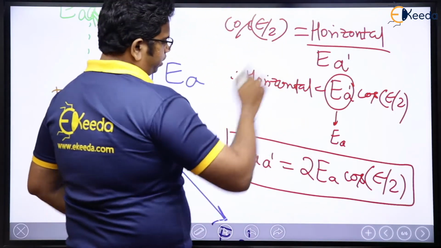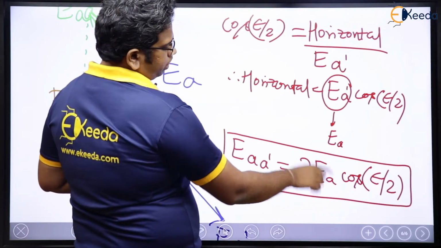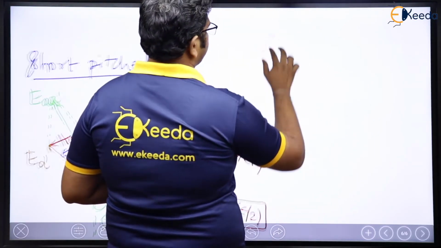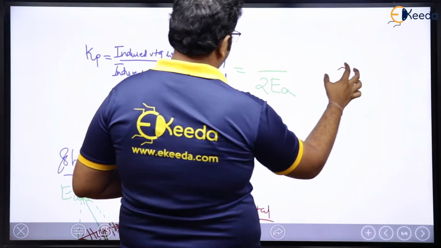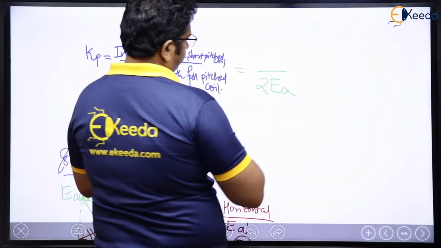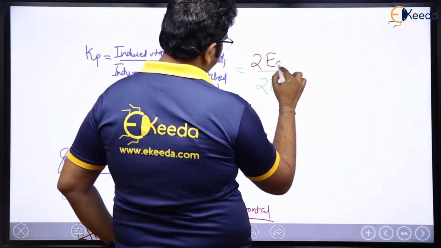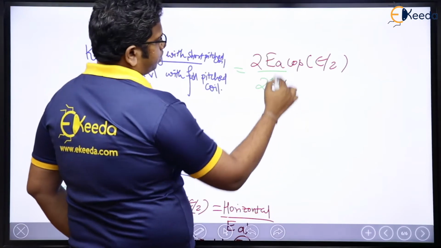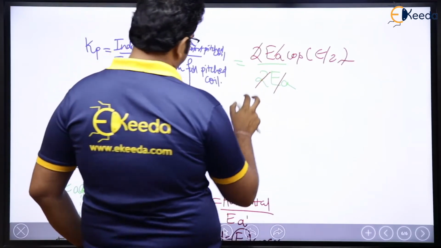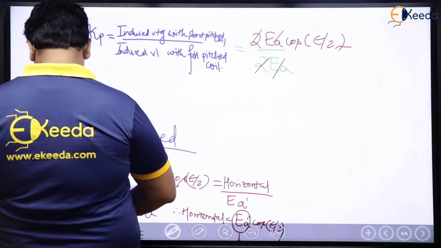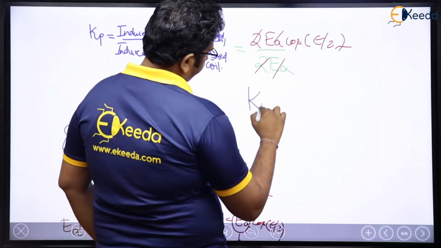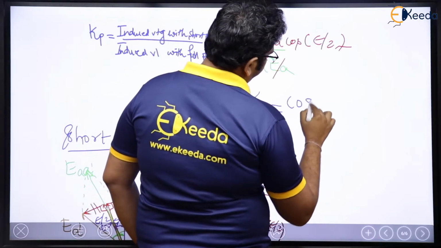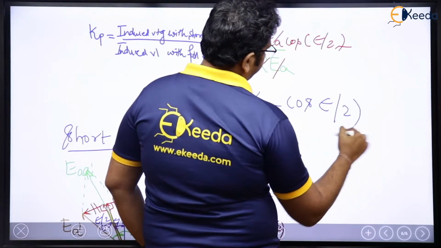Let me just replace it there in our formula. Here 2 times EA into cos epsilon by 2. What gets cancelled? EA and 2 get cancelled. So what do you get here? You get that the Kp pitch factor is going to be cos of epsilon by 2.